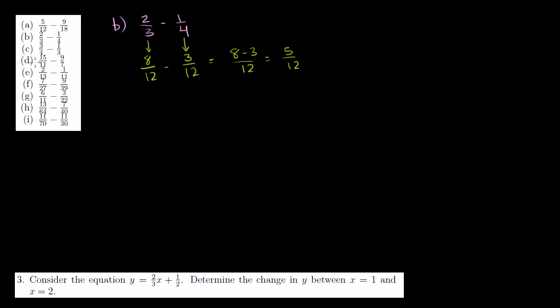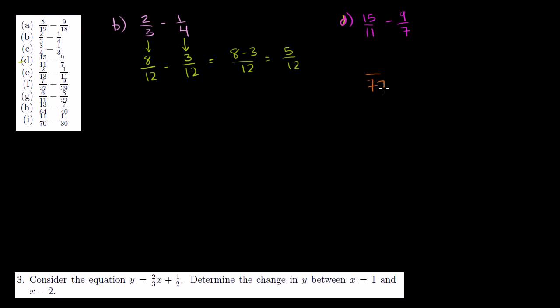Let's do D. D, let me do a different color. D, 15 over 11, 15 elevenths minus 9 sevenths. Let's get a common denominator. Let's see, between 11 and 7, I think 77 is going to be the first number you're going to find that is divisible by both. You just multiply the two.